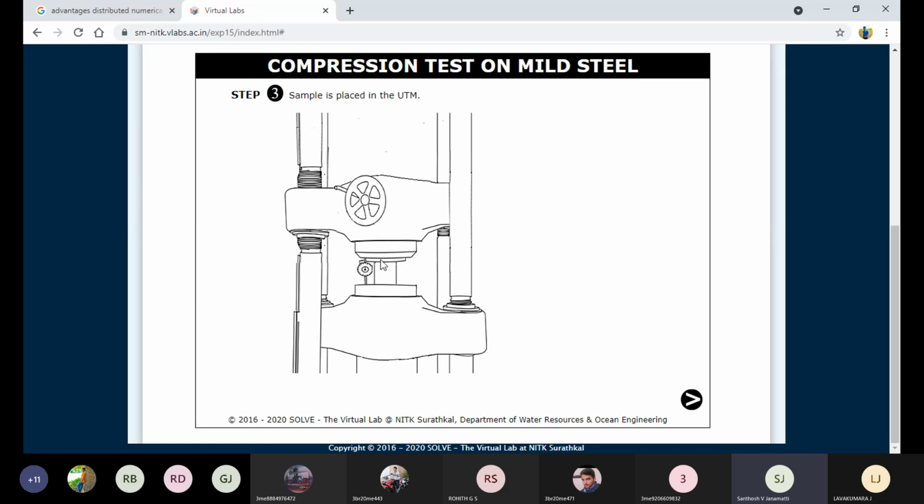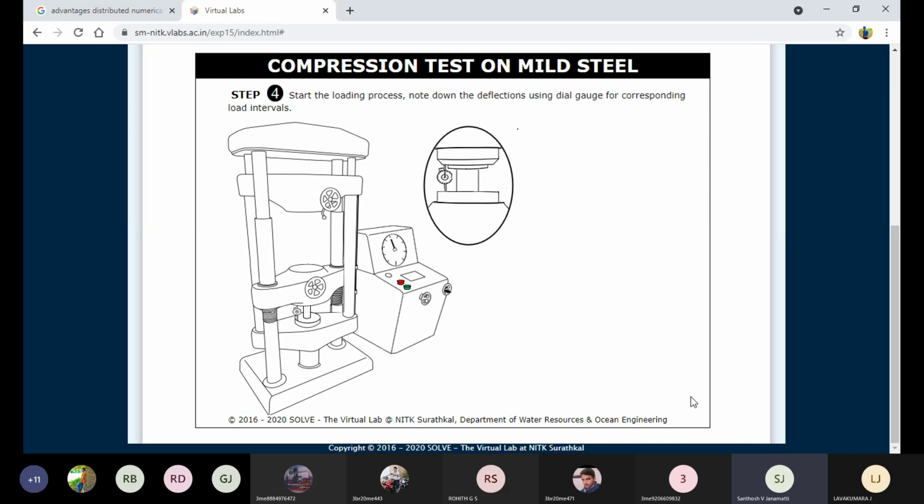Now we are placing the sample properly, in the proper orientation. We are keeping the sample in the UTM machine in between the two jaws. Is it clear now? Yes. Now we are placing it in between the two jaws. Now we will move to the next step.